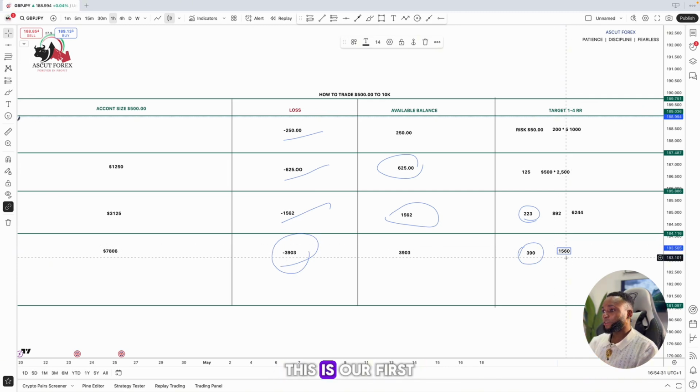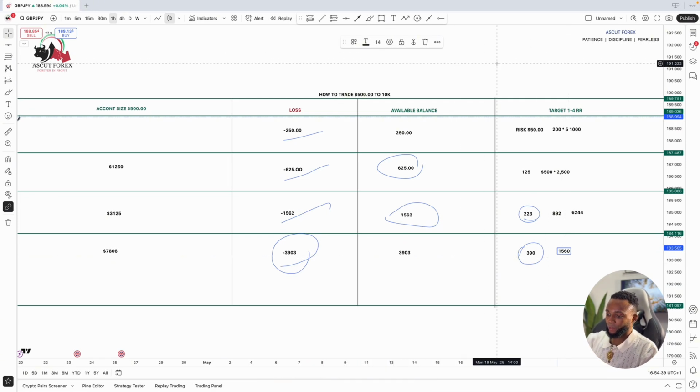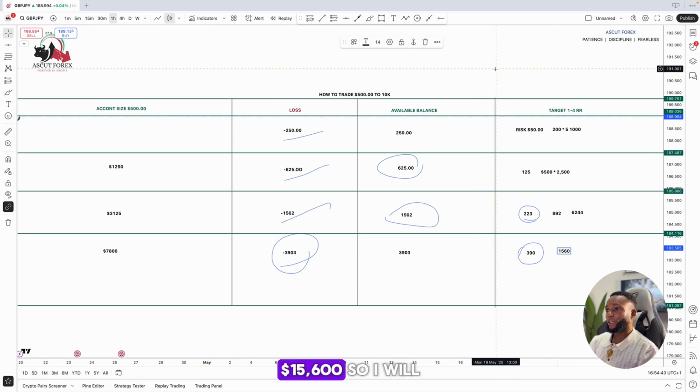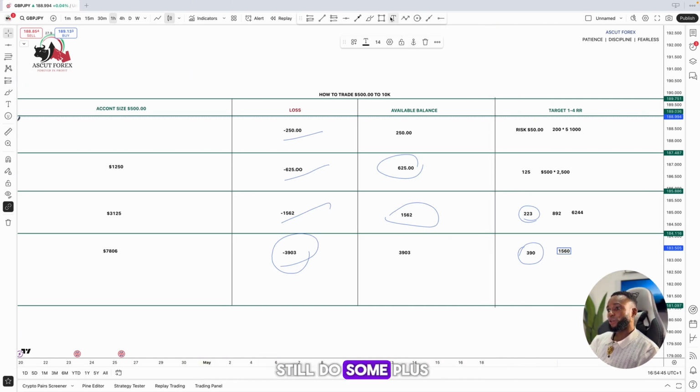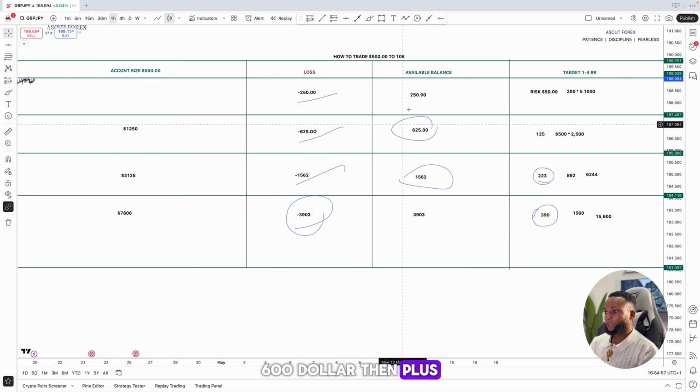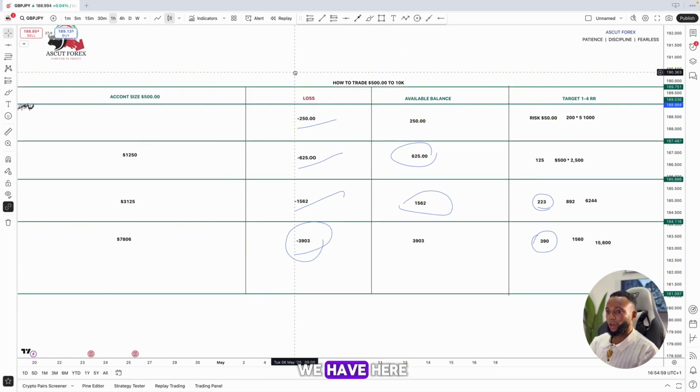So remember, this is our first trade, and we need to win 10 trades. So we have to do 1,560 times 10. Means automatically we'll make $15,600. So I will still do some plus and minus again. Our profit now is $15,600. Then plus this $3,000 we have here.